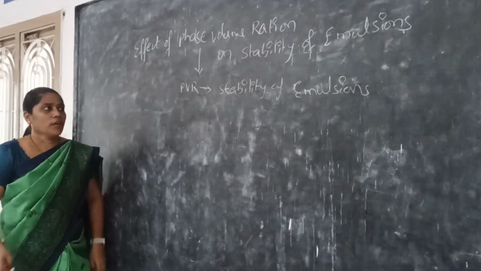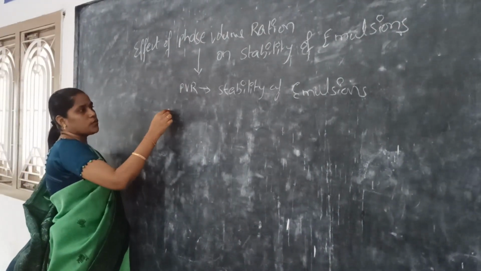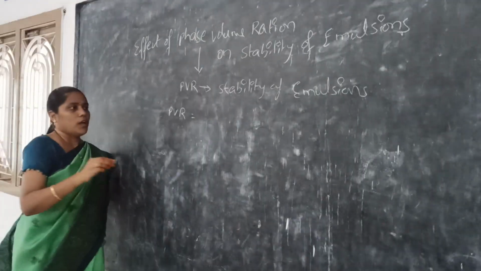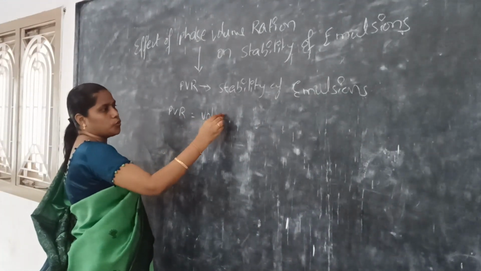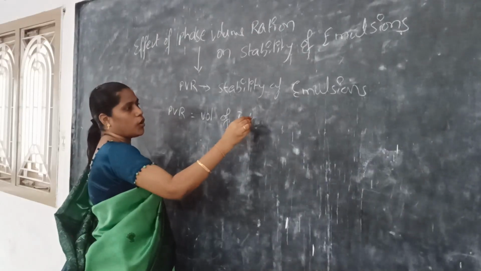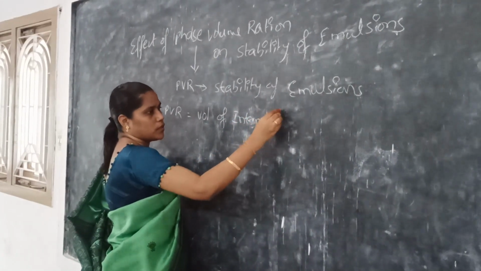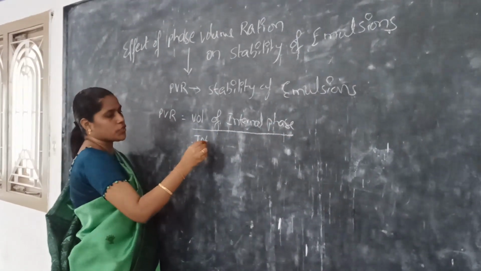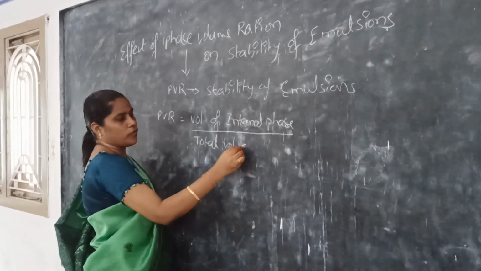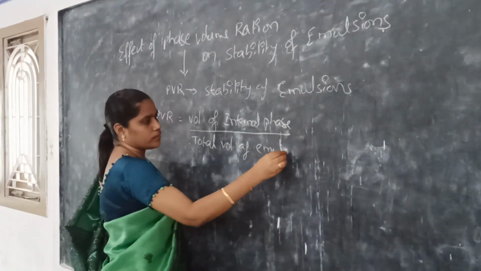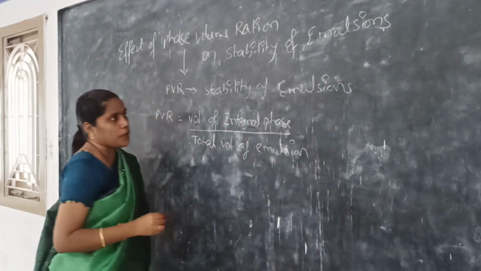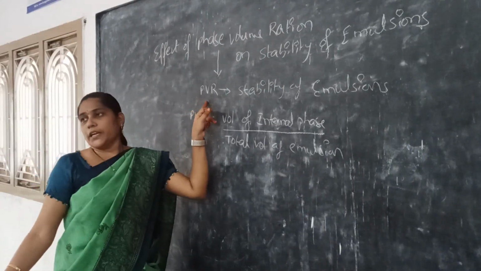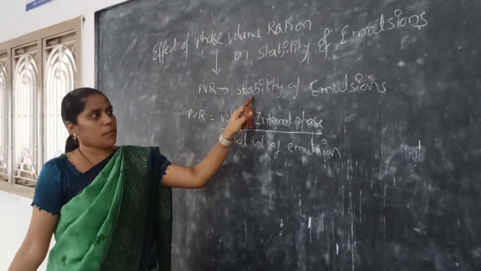And what is meant by phase volume ratio? Phase volume ratio is nothing but the ratio of the volume of internal phase to the total volume of emulsion. It is one of the stability parameters which indicates the stability of emulsions.